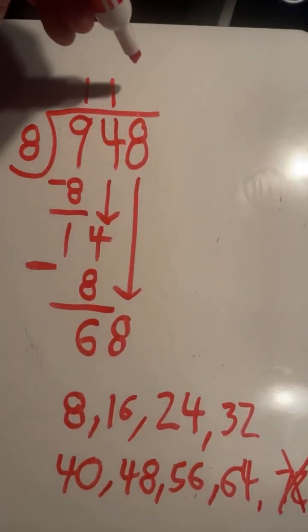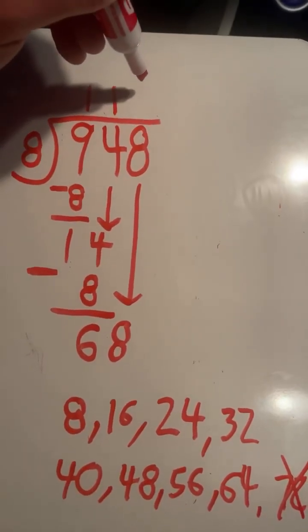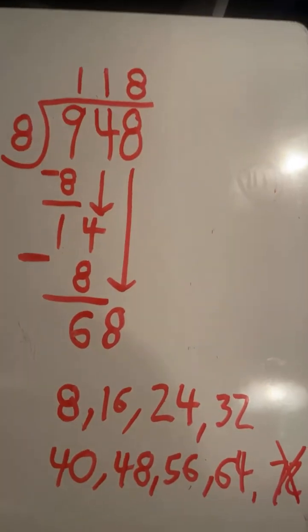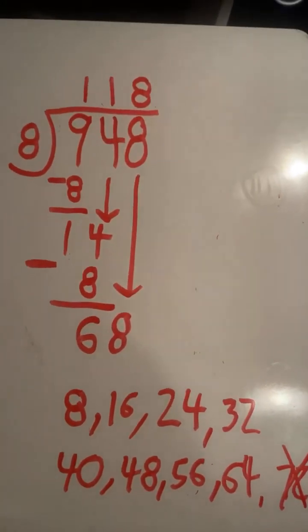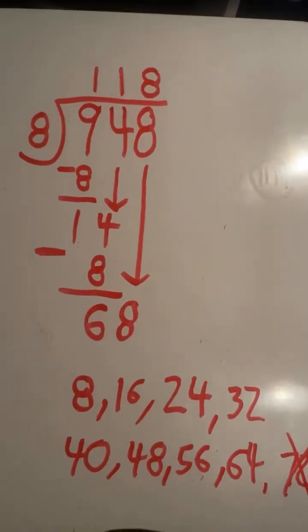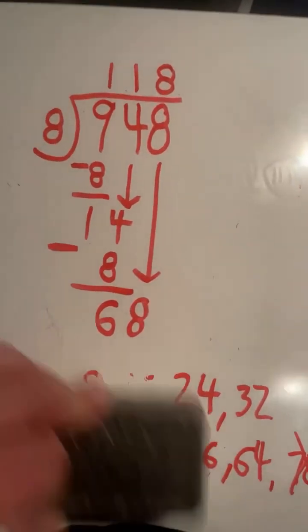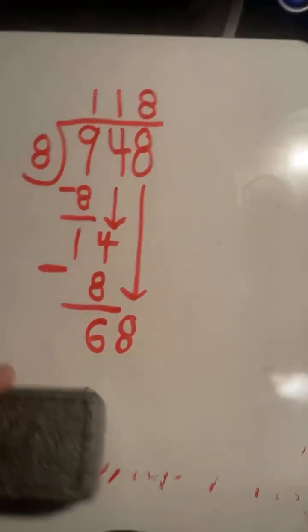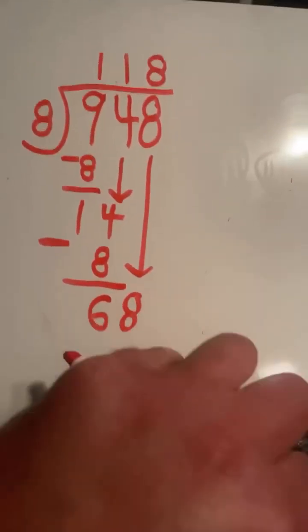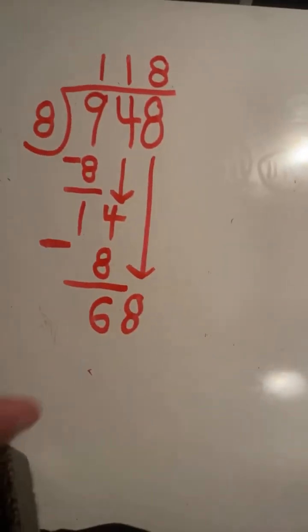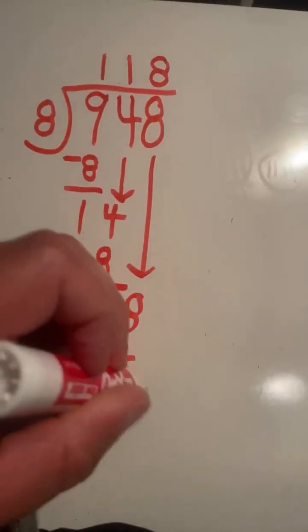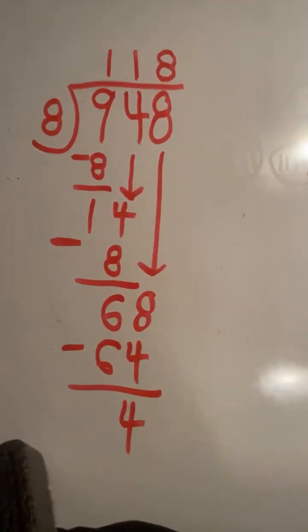68 divided by 8 equals 8. Now there is a remainder there. The closest we could get to 68 was 64. So 64 is what we have to subtract to find our remainder. So 68 minus 64 equals 4. So we have a remainder of 4.